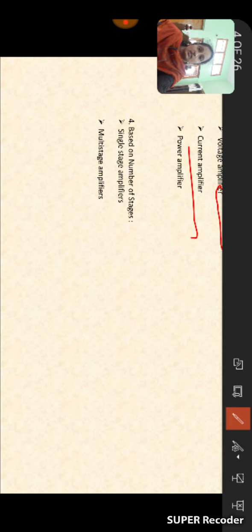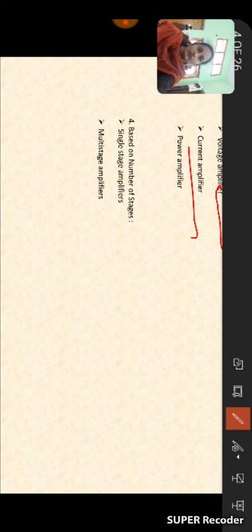Voltage amplifiers are used to increase the strength of voltage signal. Current amplifiers are used to increase the strength of current signal. Power amplifiers are used to increase the level of power signal.